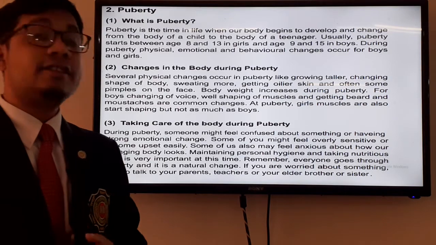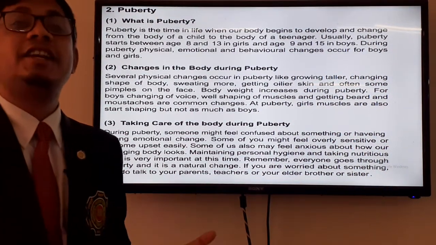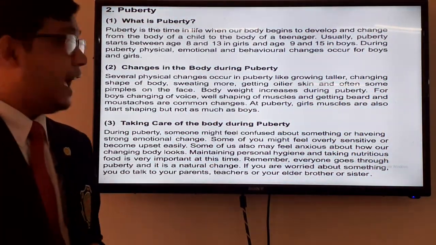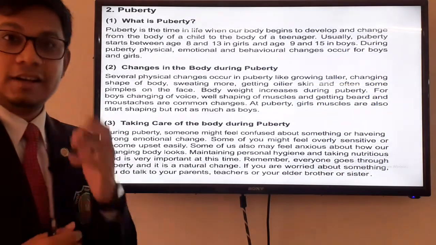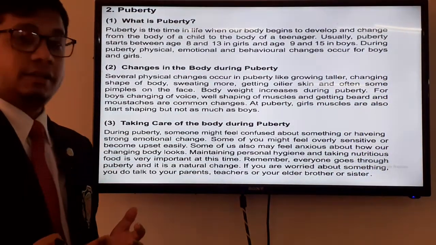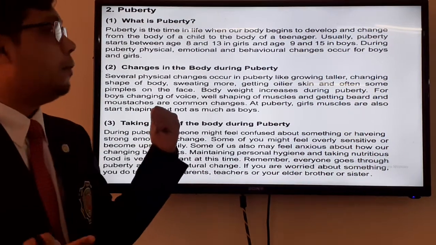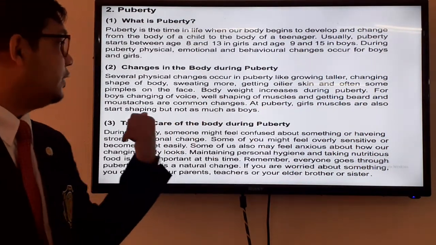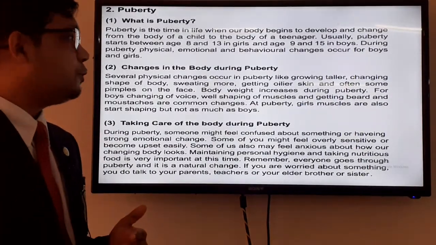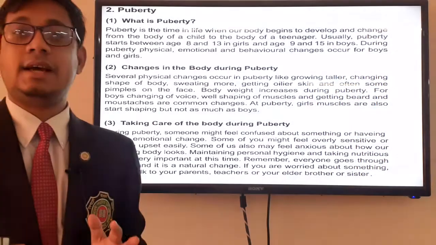Okay, so body weight increases during puberty. Then for boys, changing of voice, your voice can certainly change. There is nothing to worry about that. Shaping of muscles and getting a beard and moustache are common changes. So these are the things that will appear in the case of a boy. At puberty, girls' muscles are also developed or start shaping, but not as much as the boys.